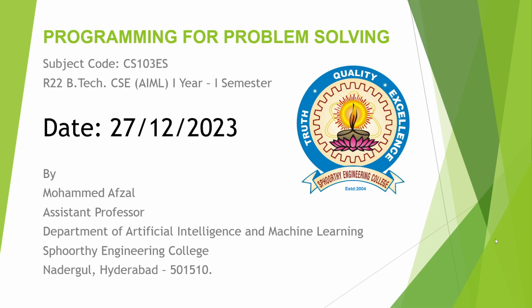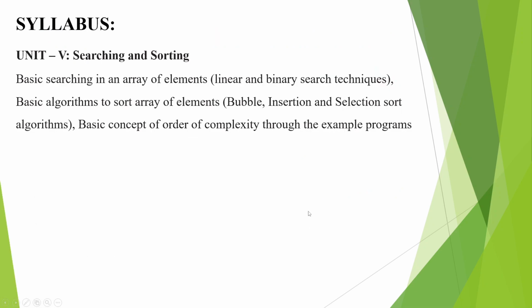Today, as we discussed earlier, we are going to start your fifth unit, Unit 5. In that, the first topic is searching and sorting. After that, we also need to discuss asymptotic notations, which we will do once we complete searching and sorting. So that completes your entire syllabus. This is the Unit 5 syllabus. We need to discuss searching and sorting.